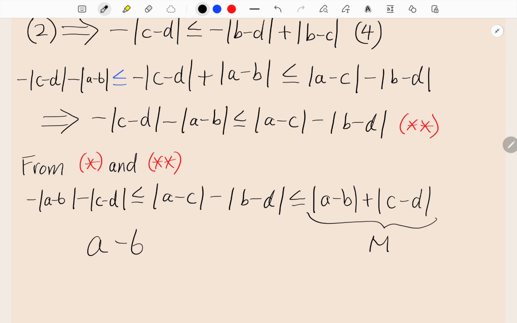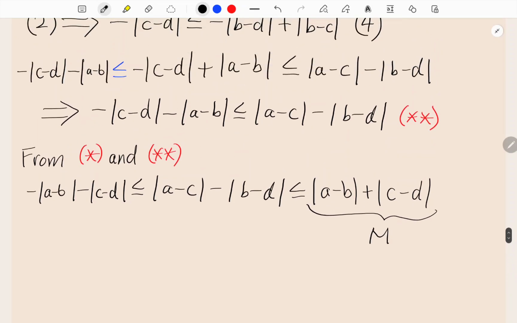If you have something like a minus b, it's not equal to b minus a. But negative a minus b is the same thing as negative b minus a. That's trivial. So we have m here, and this is precisely negative m, because if you distribute the negative inside here, you get negative here and negative here.